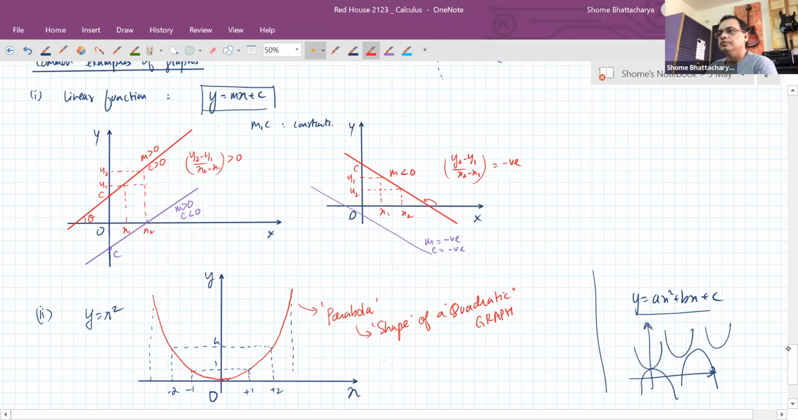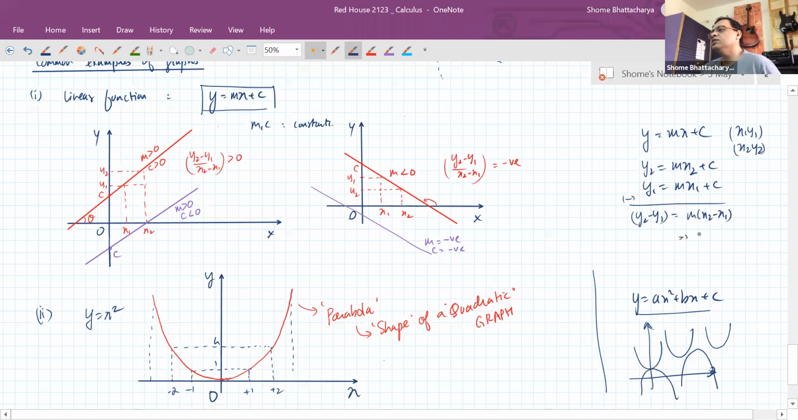Sir, can you explain the linear function graph again? Linear function is the graph of a straight line. So any straight line graph has two important properties: slope, which is the coefficient of x, and y-intercept, which is the independent term. How we understand slope is, if you have any given linear function y = mx + c, and it is passing through 2 points, x1 y1 and x2 y2, both these points satisfy the equation of the line. So you have y2 = mx2 + c, and y1 = mx1 + c. If you subtract these two, you get y2 - y1 = m times (x2 - x1). So this m, which we call the slope of the straight line, is nothing but the rate of change. It is (y2 - y1) upon (x2 - x1).